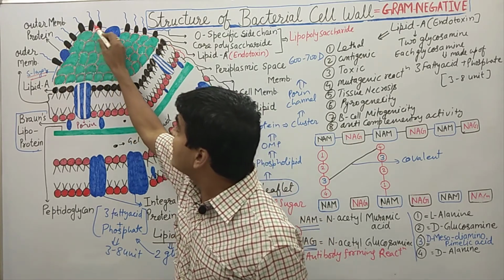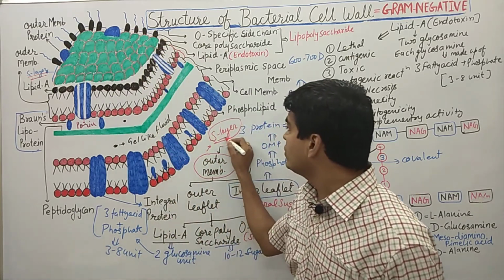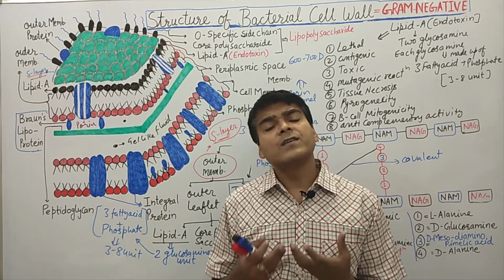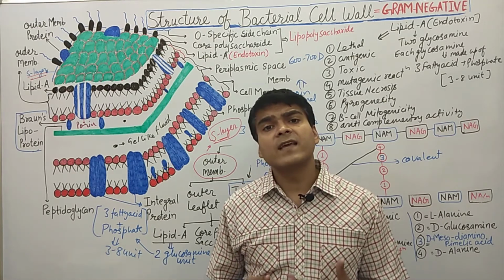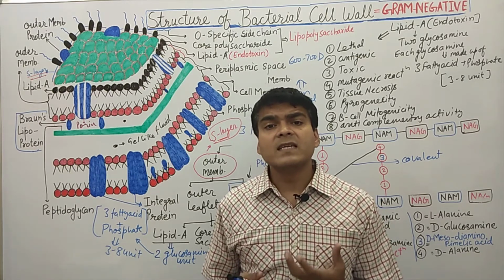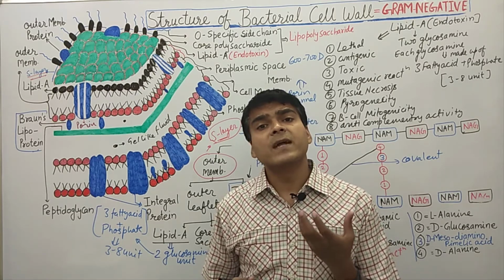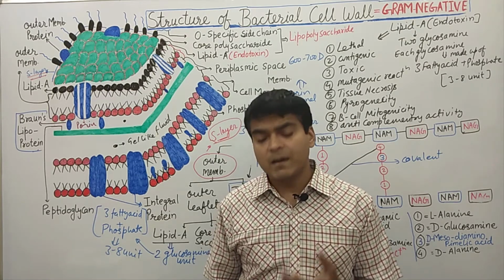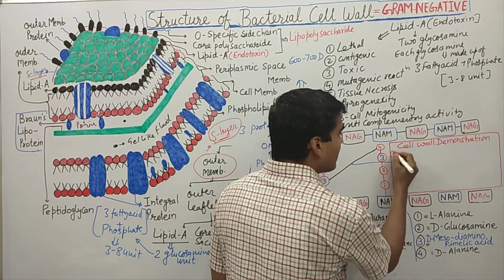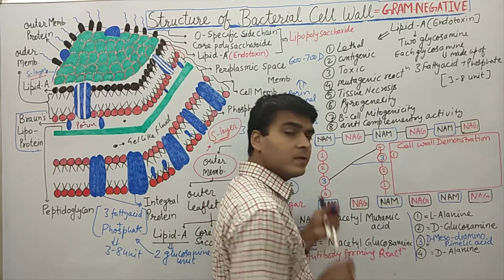So this S layer we found in the gram-negative bacteria as the outermost layer. Now, generally, how can we demonstrate the cell wall in the lab? This is the question with us. So what are the various methods to demonstrate the cell wall in the lab? Just look at the various methods of cell wall demonstration.